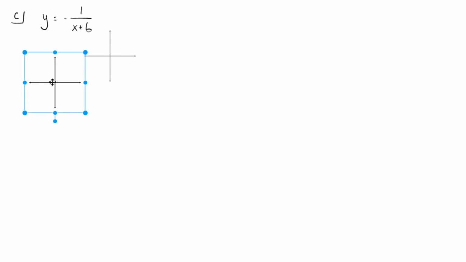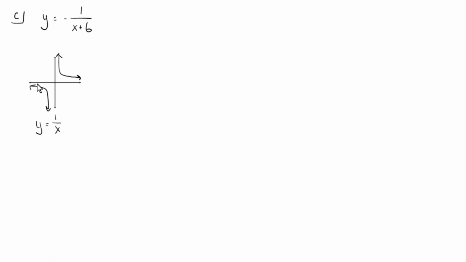Let's look at C. So the function in C was y equals negative 1 over x plus 6. And we're going to start by graphing or sketching out y equals 1 over x. And that looks as follows. We have vertical and horizontal asymptotes.